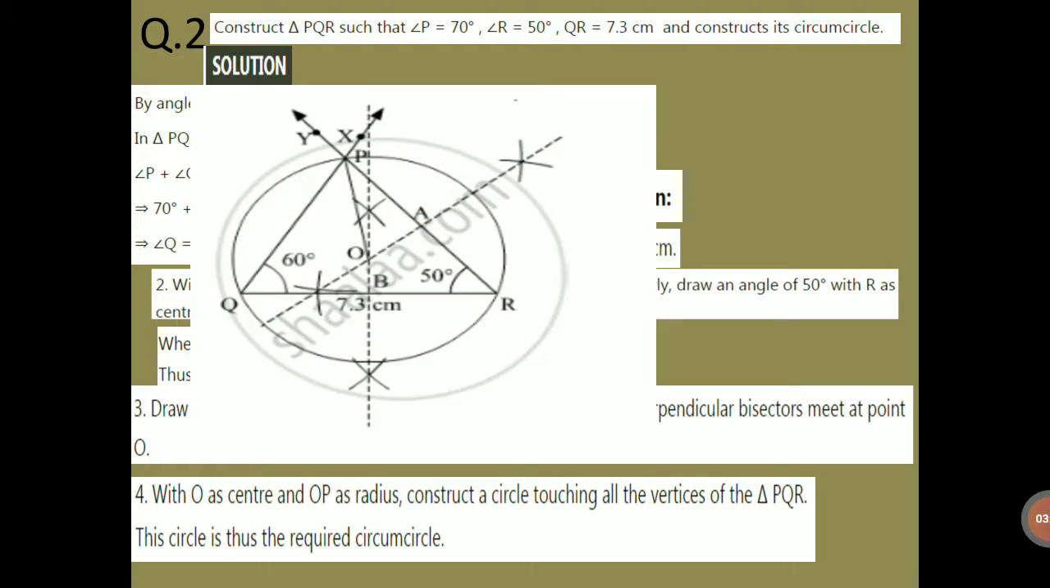You can see first we have made the line QR. Then second step we have constructed the 50 degree angle at R and the 60 degree angle at Q. Then we have made the perpendicular bisectors. You can see this is a perpendicular bisector line, we have named it A, and over here we have named it B. So the meeting point is over here, the center point. From that we have made a circle like this, that is the circumcircle.